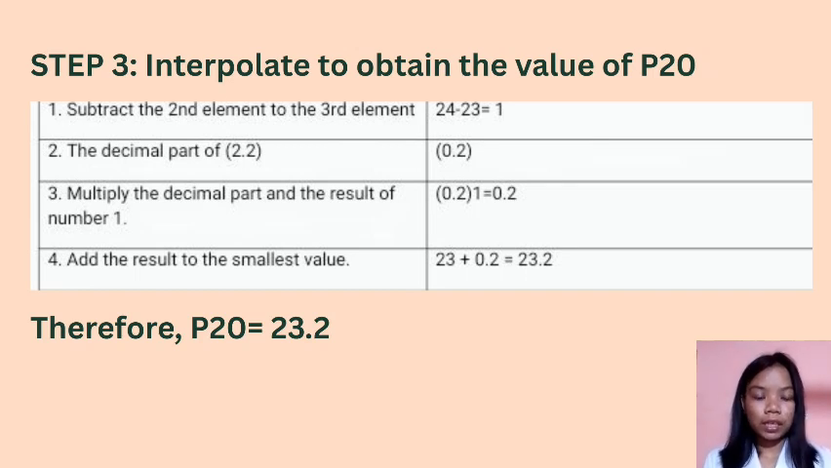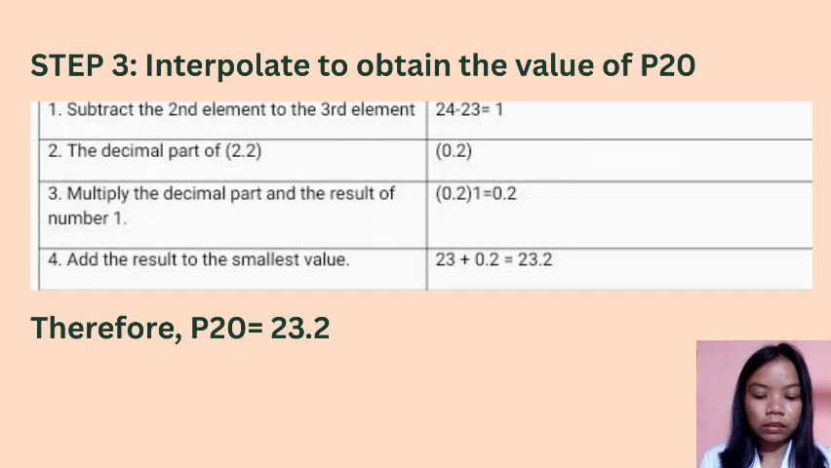So we have to use interpolation. Step 3, interpolate to obtain the value of the 20th percentile. First, subtract the second element from the third element. So 24 minus 23 is equal to 1. Then second, take the decimal part of 2.2. So the decimal part of 2.2 is 0.2.